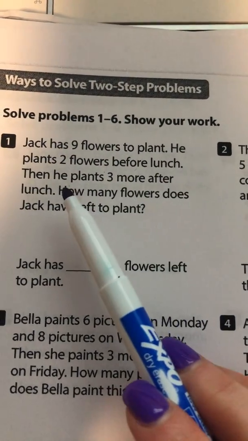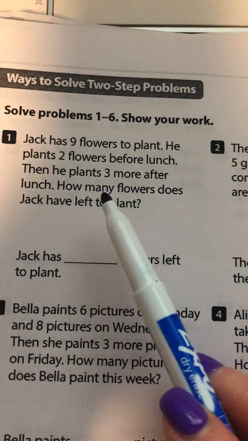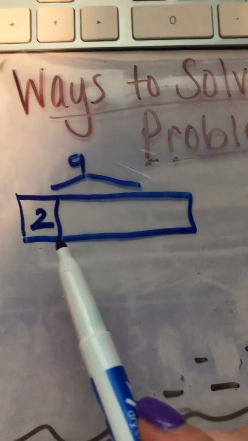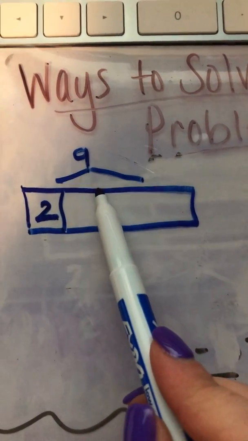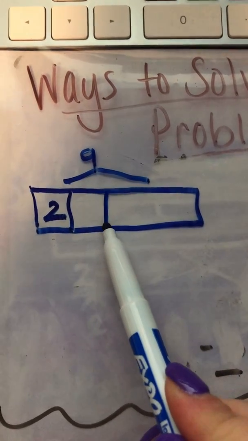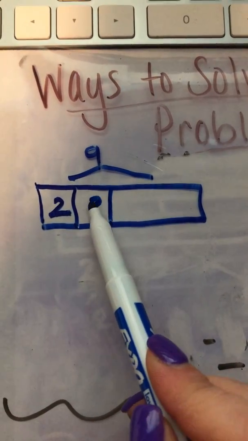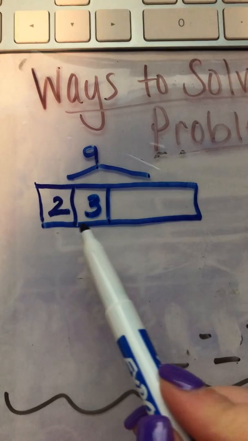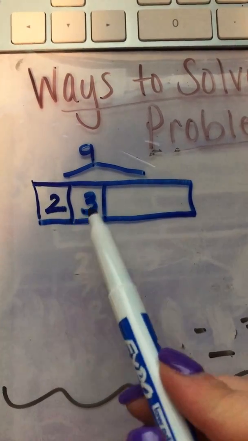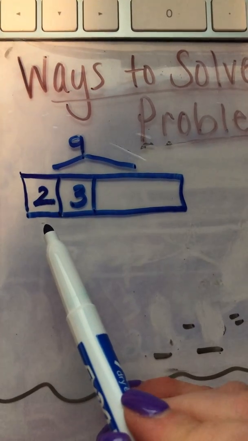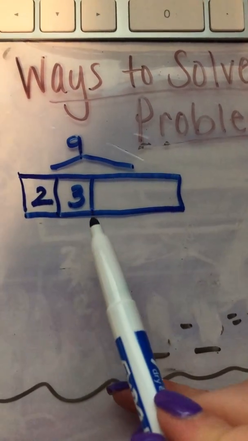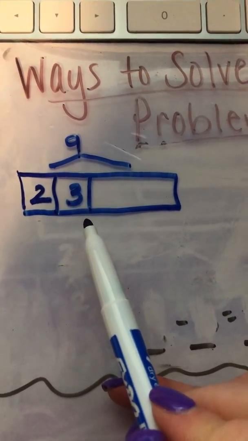Let's go back and reread. Then he plants 3 more after lunch. So I'm going to go back to my bar model. Now 3 is just a little bit bigger than 2, 1 more. So I'm just going to draw the box the best I can, just slightly bigger than the 2 so I can visualize that it's a greater number than 2. So far I know that there's 9 total flowers, 2 he planted before lunch, and 3 he planted after lunch.